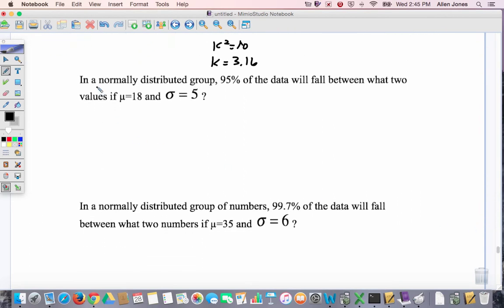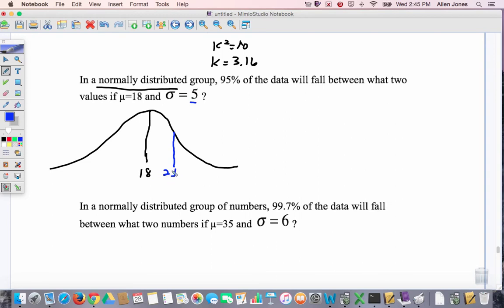Now notice the difference between the last four problems and these next two. In a normally distributed group, so there's our big difference, normal distribution, that's that curve that we had up here earlier. So I'm just going to re-sketch that, and we'll plug in the information from the problem. Normally distributed group, 95% will fall between what two numbers if our mean is 18 and our standard deviation is 5. So our mean cuts this curve in half. In other words, 18, 50% of the values lie below 18, and 50% of the values lie above 18.